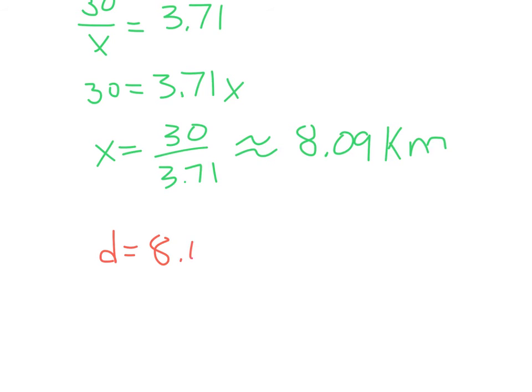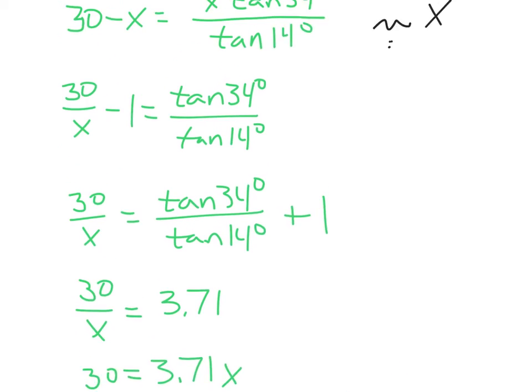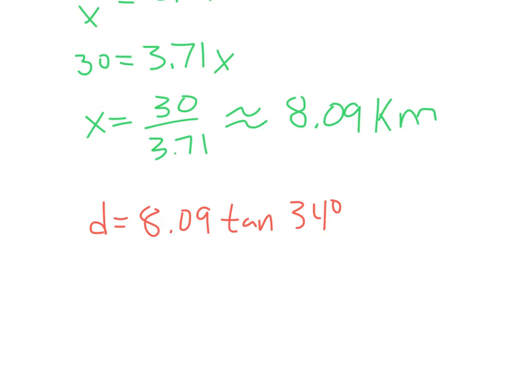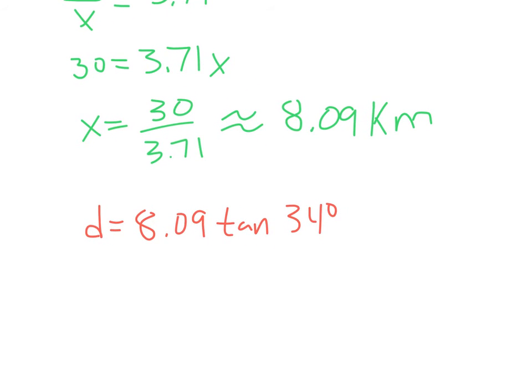So we're going to say 8.09 times the tangent of 34 degrees, I think is the one I had. Yep, tangent of 34. Okay, and so then that distance, d, is right around 5.46 kilometers. Okay, so none of that is really difficult, but it's putting a lot of things together.